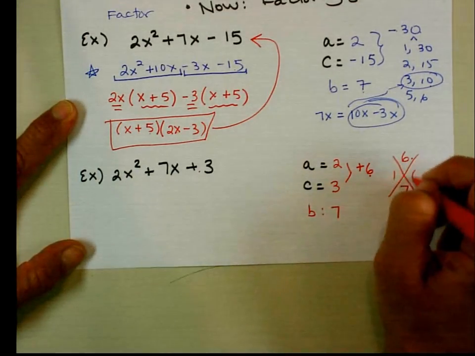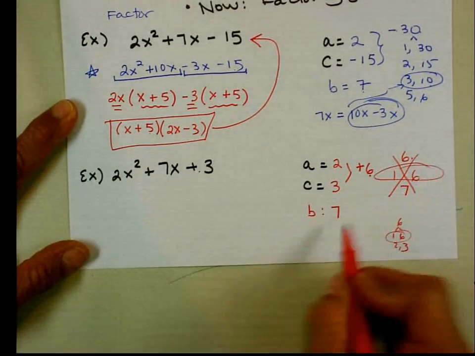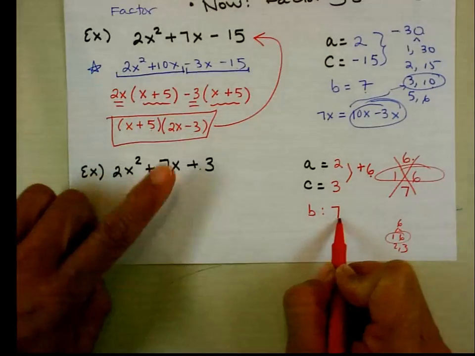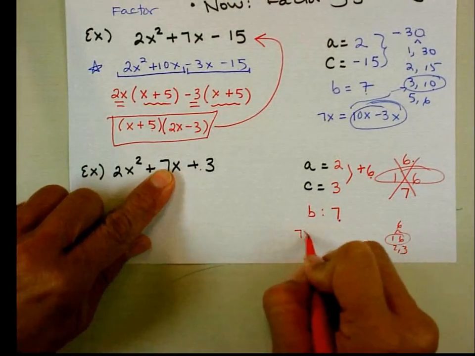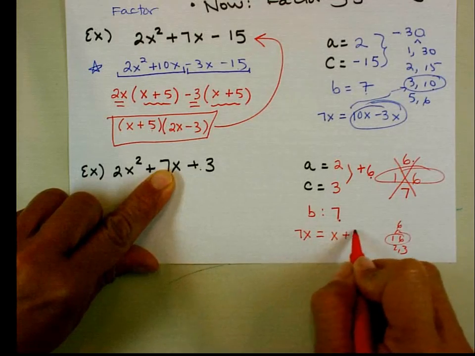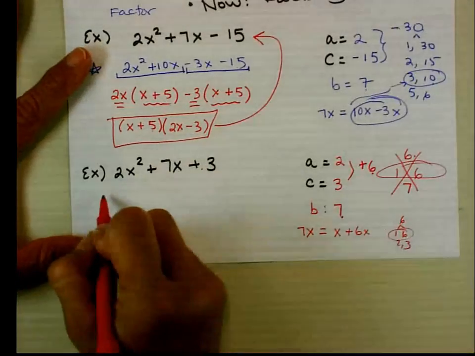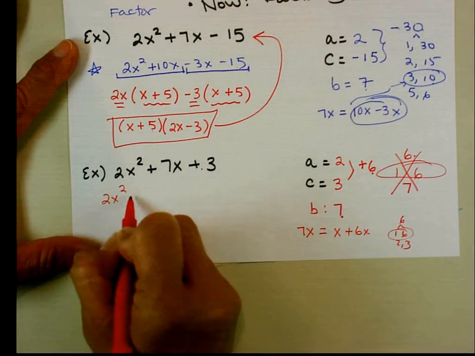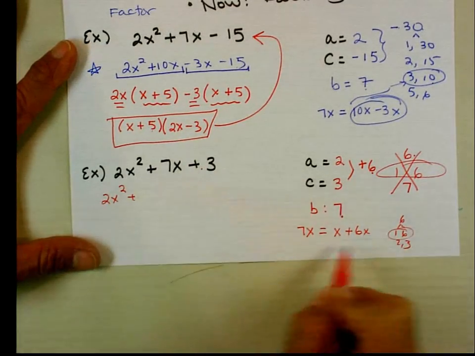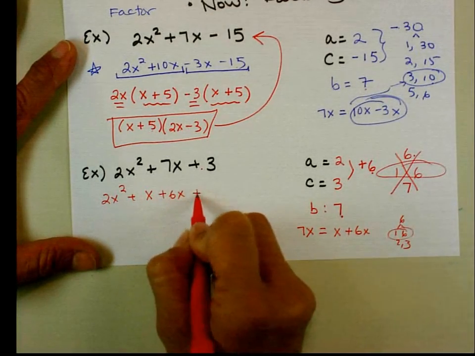So 1 and 6. Okay, this is my pair. So this 7 came from my 7x. So I'm going to take that 7x and rewrite it as 1x plus 6x. Okay, that's the star step. So rewrite 2x squared plus, not 7x, but 1x plus 6x. And then my plus 3.